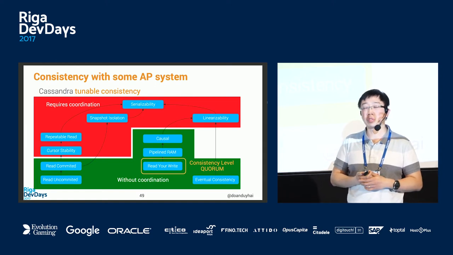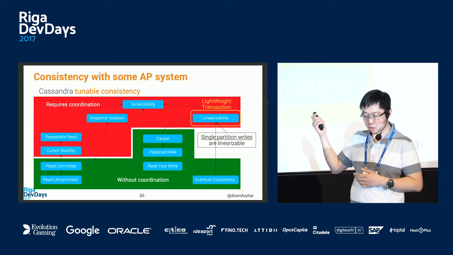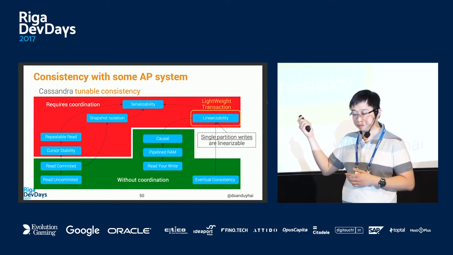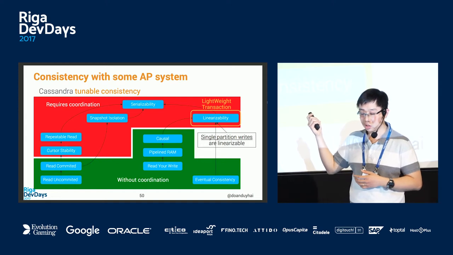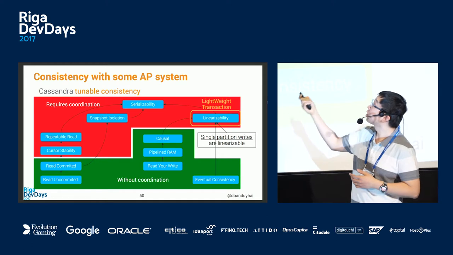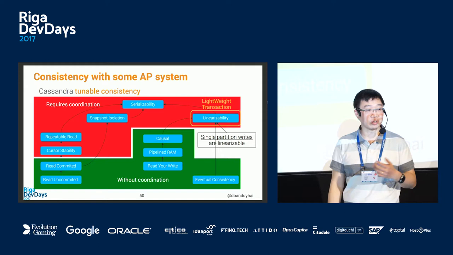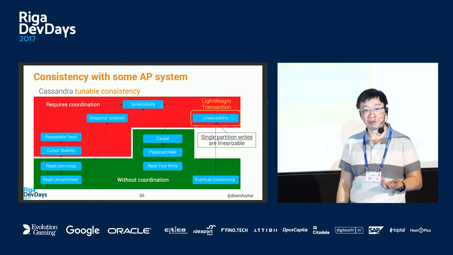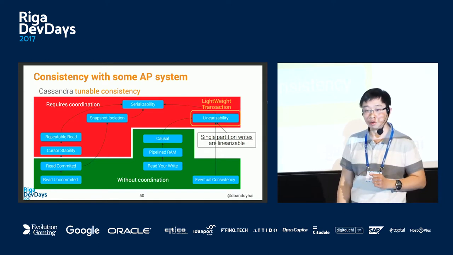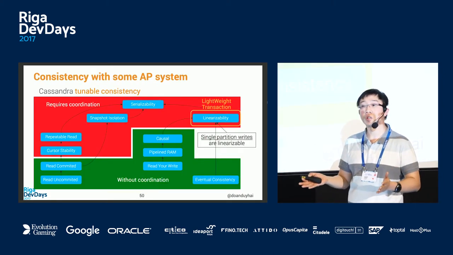And if you want some stronger consistency, which is write linearizability, you can use lightweight transaction. But then, because it is in the red part of my diagram, it requires some coordination. And what is the coordination? What is the protocol used to provide this consistency level? This is Paxos. Any questions so far about consistency?